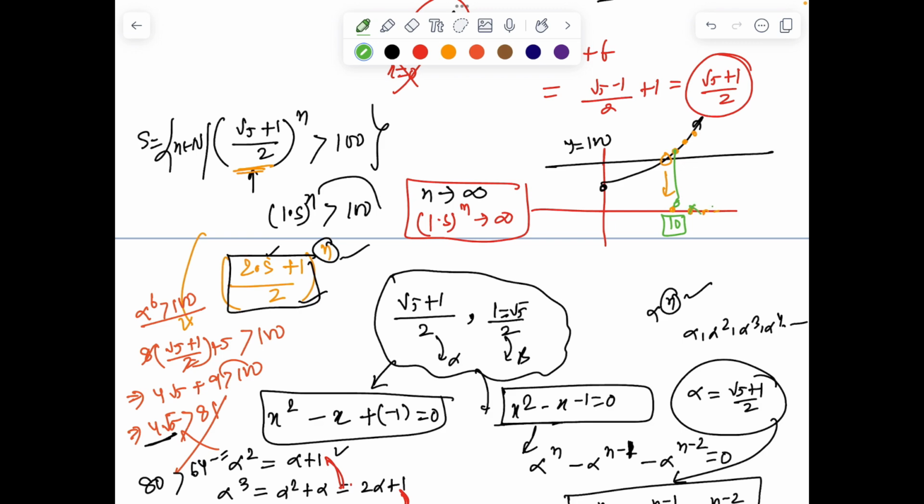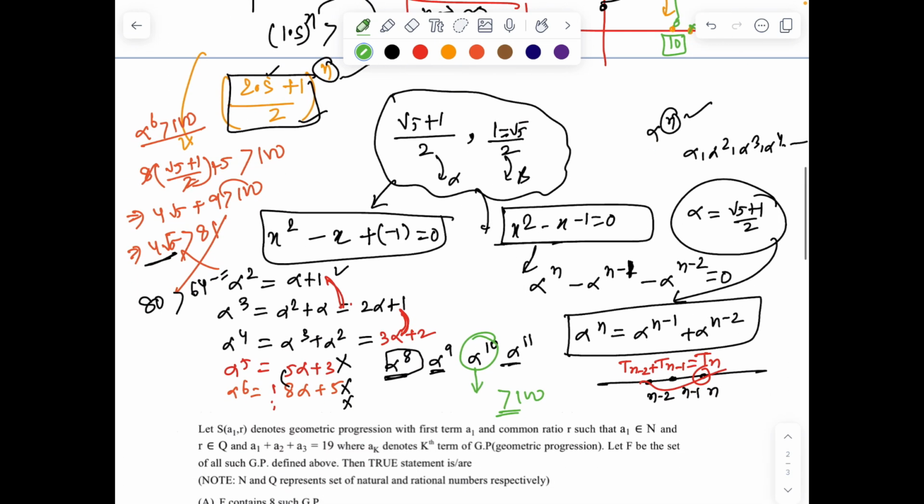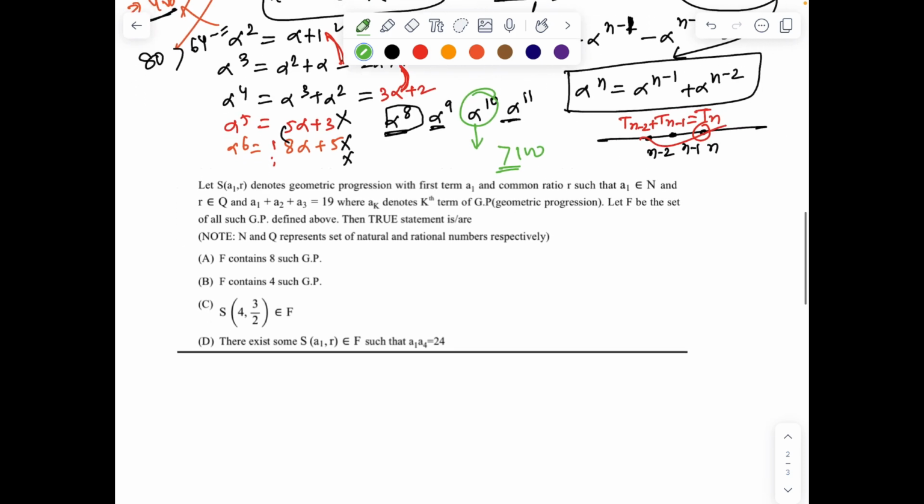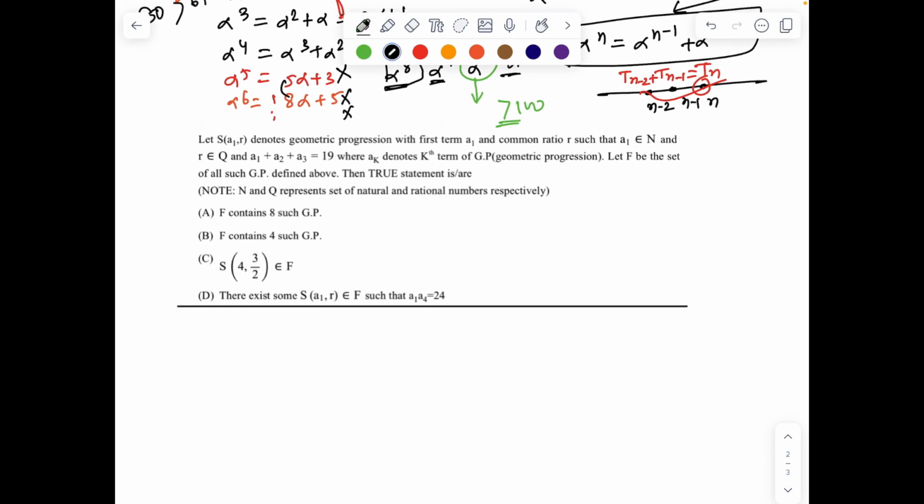It will not give an integer. And for more than 10, if you take any natural number, definitely it will be more than 10. So I hope you enjoyed this question, and it was a nice question. Let's try the second one. It is in fact more interesting.